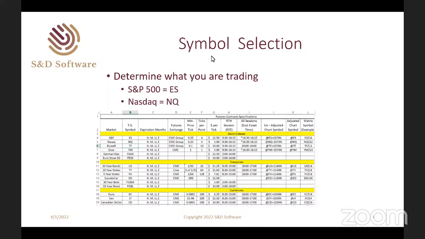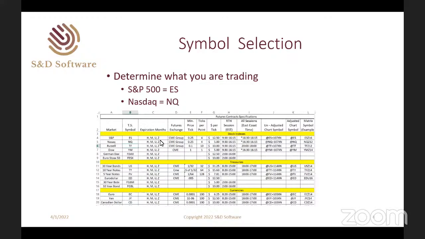So when we talk about symbol selection, we need to determine what we're trading, such as the S&P 500, which is ES. We see that represented down here in this chart. This is a screenshot of an Excel sheet that I use. We see here the S&P 500 is ES, and the expiration months are H, M, U, and Z.